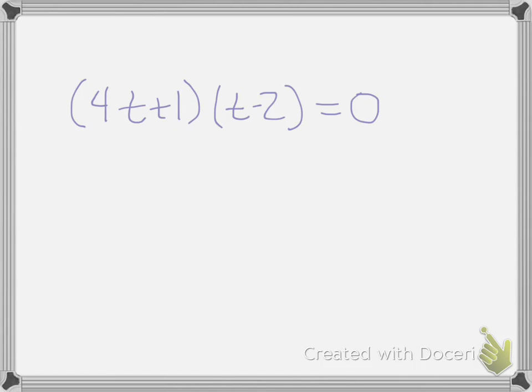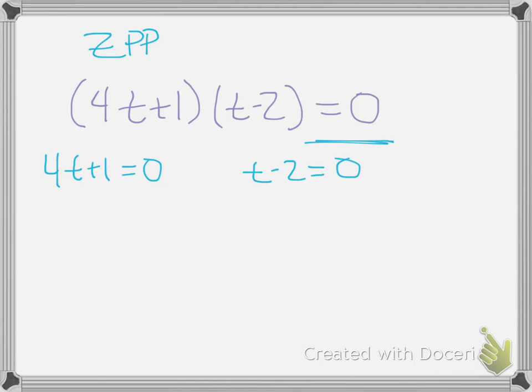So if we have this, that means using ZPP, because it's set equal to 0, so we have this little happy face, yay, see, we can make a little nose there and a little tongue. If we have a happy face, that means we're solving. So we're going to set 4t plus 1 equals 0 and t minus 2 equals 0.